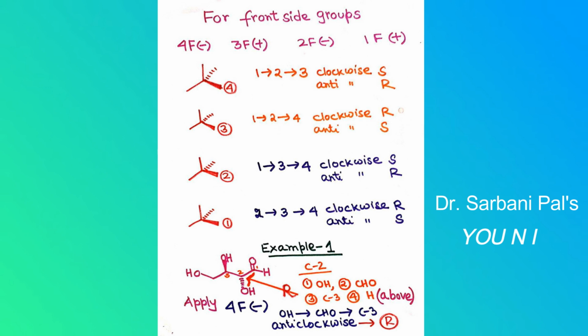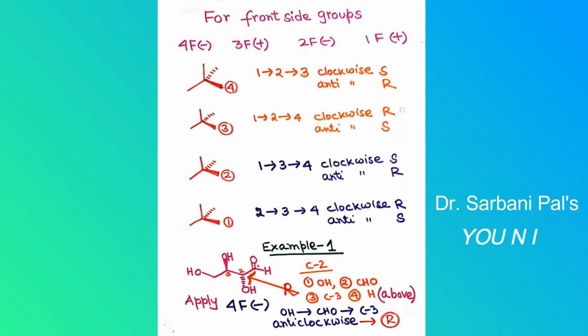It is just the reverse of the previous one. If the group is oriented closer to the viewer, in front (F), then 4F minus, 3F plus, 2F minus or 1F plus can be used. Just like the previous case, everything is the same: the numbers 1, 2, 3, 4 indicate the priority of the four groups at the chiral center.